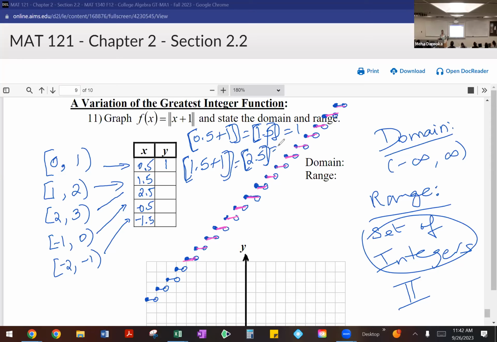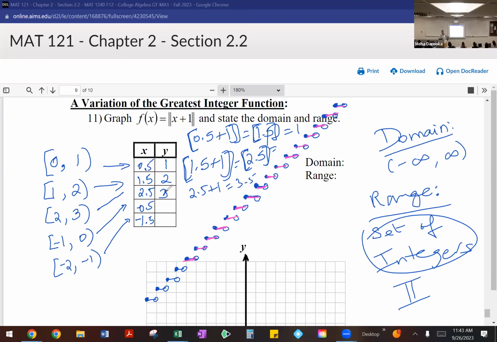Okay, now what will 2.5 give us for the y value? That will be 2, because again, it's less than or equal to whatever you have in there. With 2.5 plus 1, what will you end up with? Yeah, 3.5, which comes out to be a y value of 3.